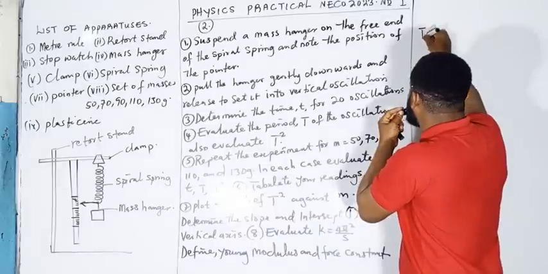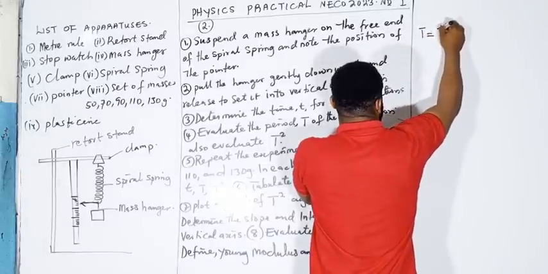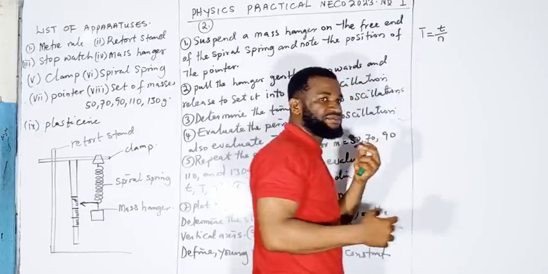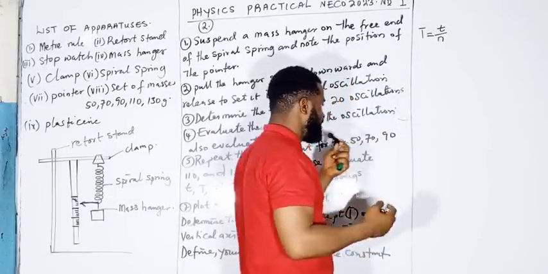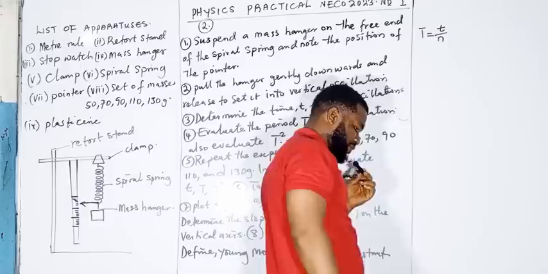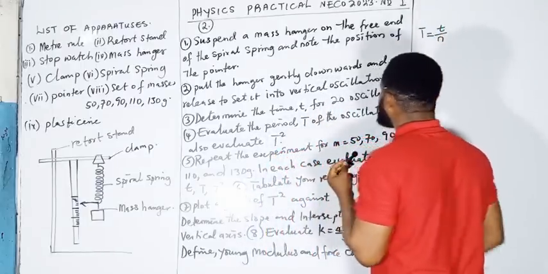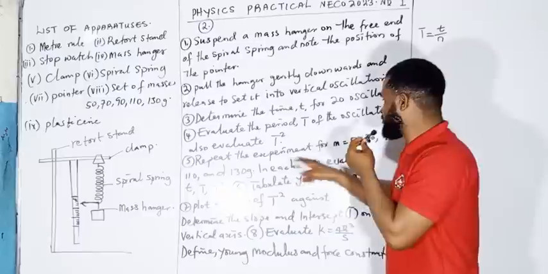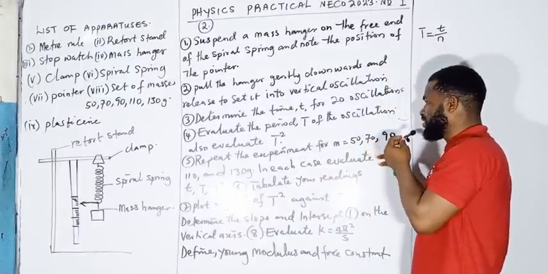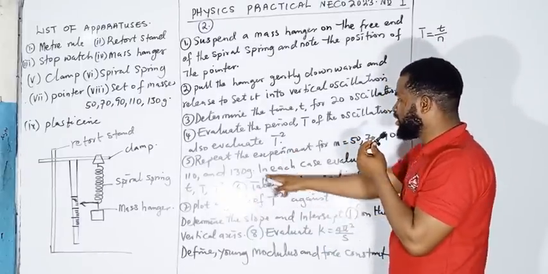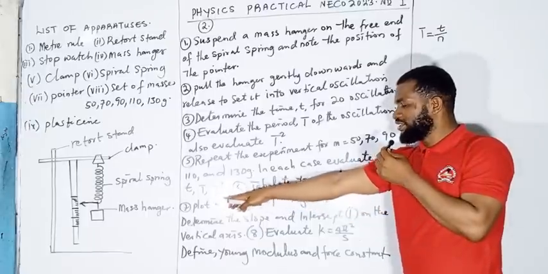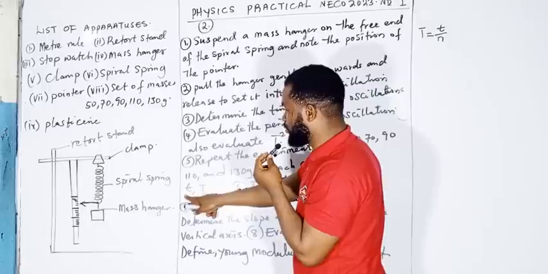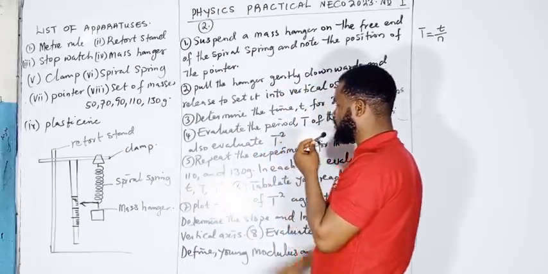Remember that when you get the time from your stopwatch, it's not the period. To get the period, you say that T is equal to the time you got divided by the number of oscillations. Sometimes they may give 10 oscillations, sometimes 20. Anyhow they want to do it, you are already prepared for it. The next one is evaluate T square. Repeat the experiment for mass 50, 70, 90, 110, and 120. In each case, evaluate t, capital T, and T square: the time for 20 oscillations, the period of oscillation, the square of the period.